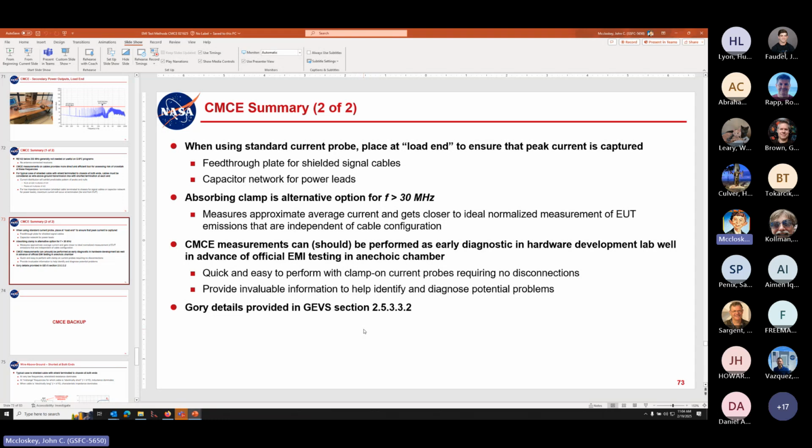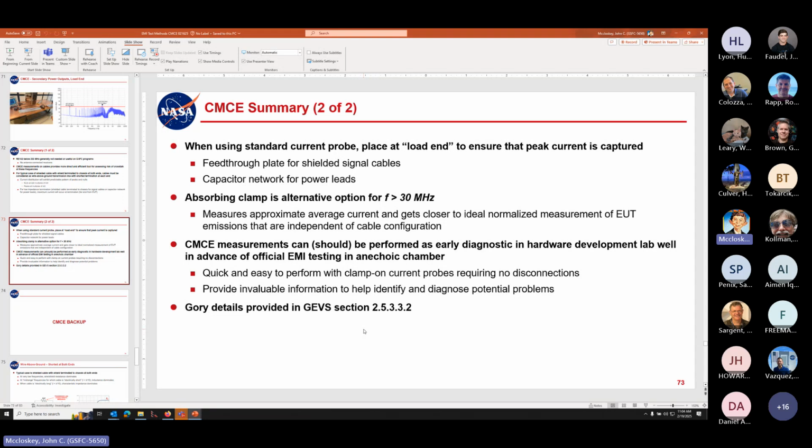Yeah. Who's that speaking, by the way? Ron Coleman. Hey, Ron. What center are you at? I'm over at Johnson. Okay. So I don't know if you've met Bob Scully, but Bob had a lot to do with defining that absorbing clamp method in the space shuttle spec.